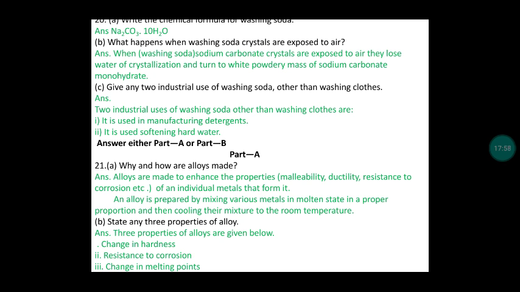Give any two industrial uses of washing soda other than washing clothes. The two industrial uses of washing soda other than washing clothes are: it is used in manufacturing detergents, and it is used for softening hard water.